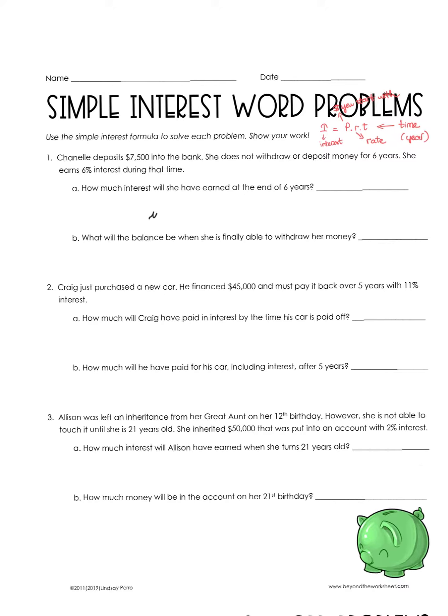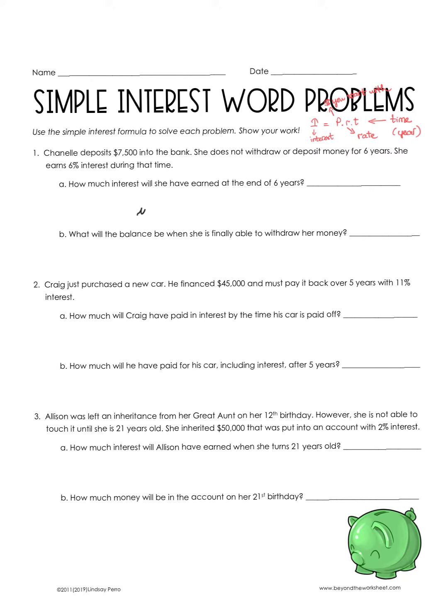So let's start with the first problem. Chanel deposits 7,500 into the bank. She does not withdraw or deposit money for 6 years. She earned 6% interest during that time. We are looking for A, how much interest will she have earned at the end of 6 years. So we're going to box the numbers that are important and we're going to use them for solving.